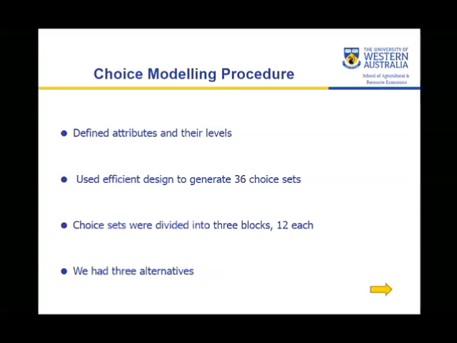In our design, we had 3 alternatives. So alternative 1, alternative 2 were new technologies we're introducing. And the third alternative was a base scenario, what their current situation, their current practices are.